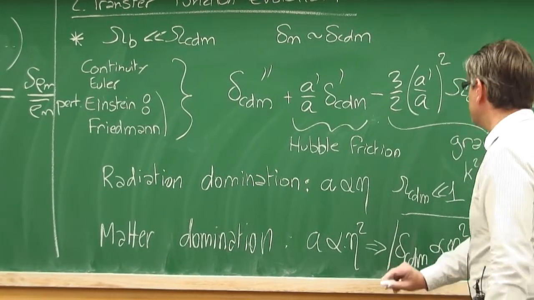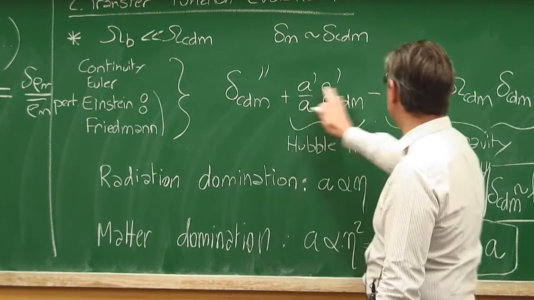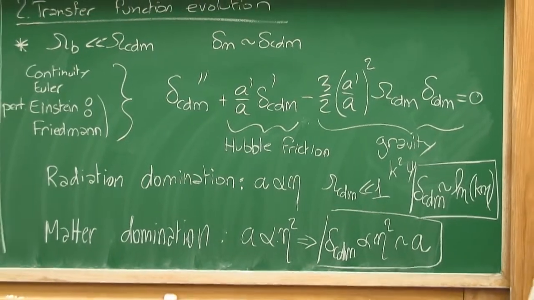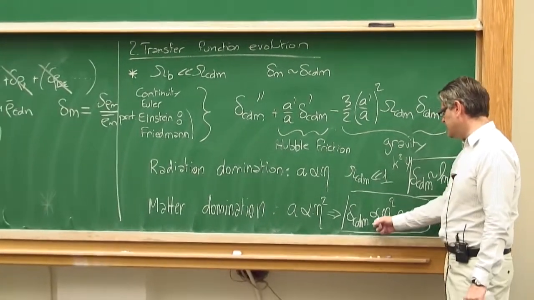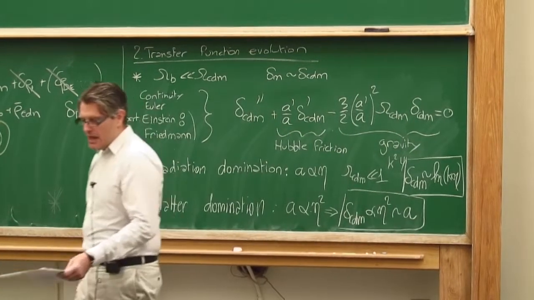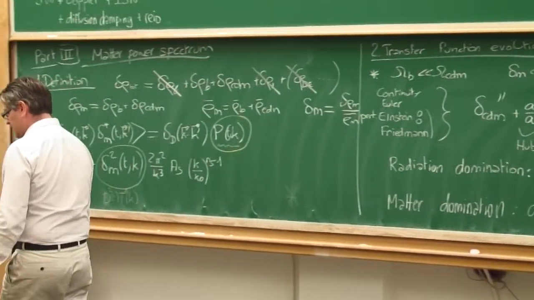This is something that you can also do as an exercise in 2 lines, taking this equation. So you see that structures form at a higher rate during matter domination than during radiation domination. It was expected from the beginning.